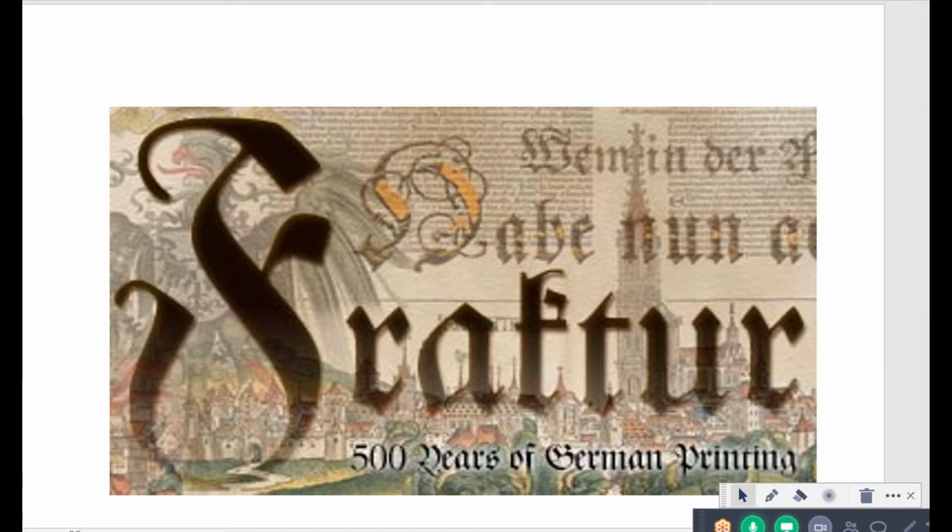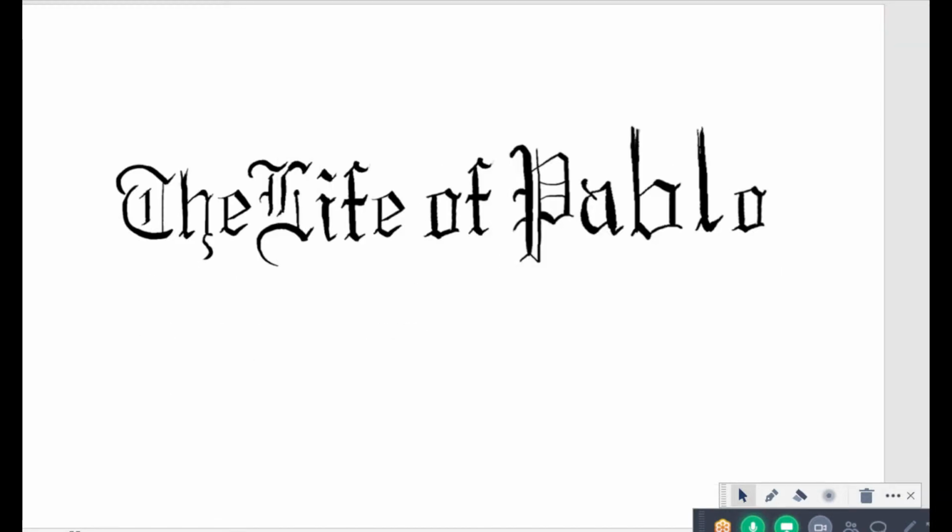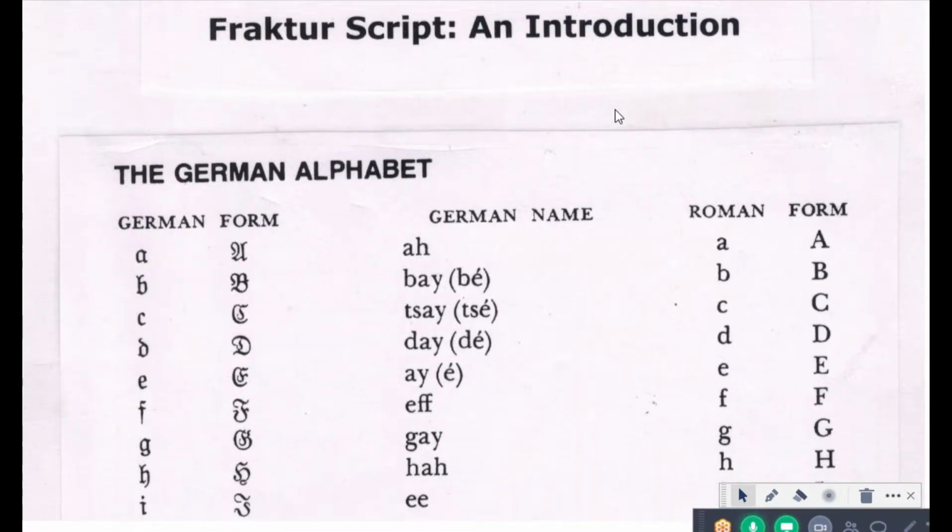So let's see, there's some other images I just want to pull up. This one here is basically in Fraktur script. And here's a very German name, of course, as Chad, you pointed out. The Life of Pablo, written in Fraktur. Okay, so we're going to look right now at the alphabet and just try to distinguish some of the letters.